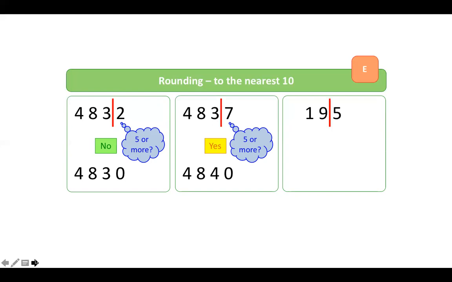We look at the next number. 5 will automatically become 0. 5 is 5 or more than 5. So you have to add 1 to the 9. But if you add 1 to the 9, 9 plus 1 is 10. So that extra gets shifted to the number before that. So it becomes 200.